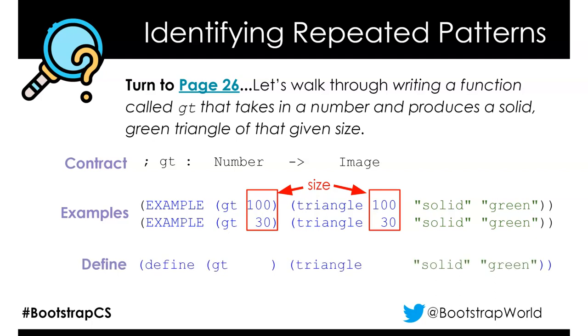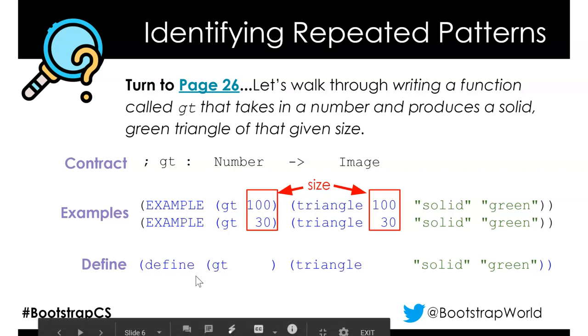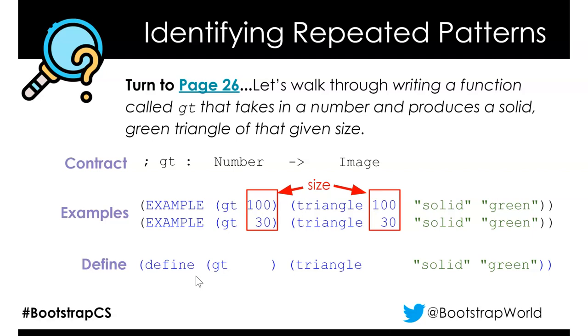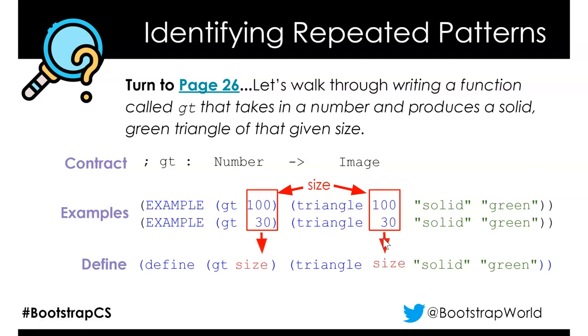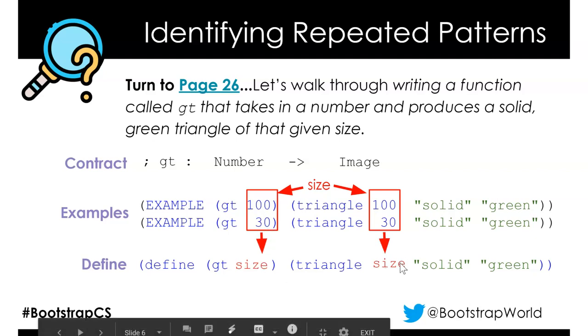So here's how we could use a define keyword. And before, remember, we were defining just a single element, like a string or a number, and giving it a name. Well, now we're going to define something in parentheses, and we're going to say it's equivalent to this other entire function, and they've left blanks for us for the size. So instead of having an actual number in here, because if we had the actual number 100, if we put a 100 over here, we're only going to get 100 size triangles, right?